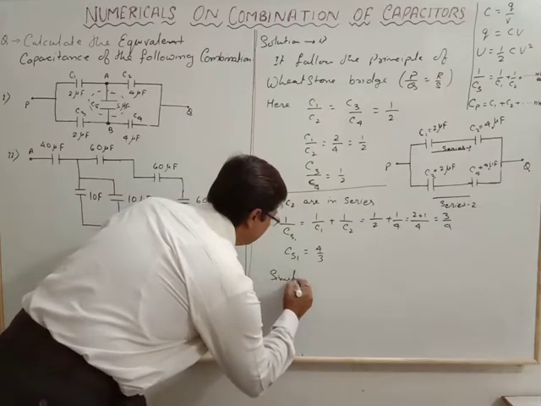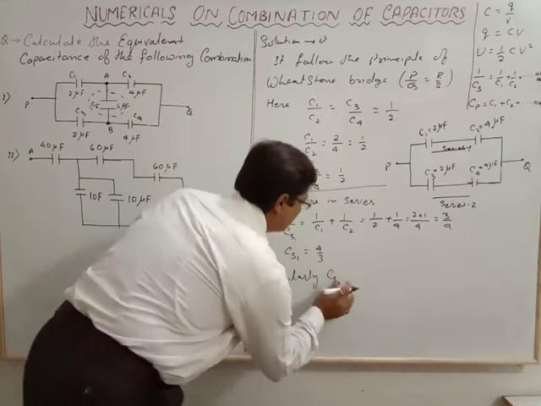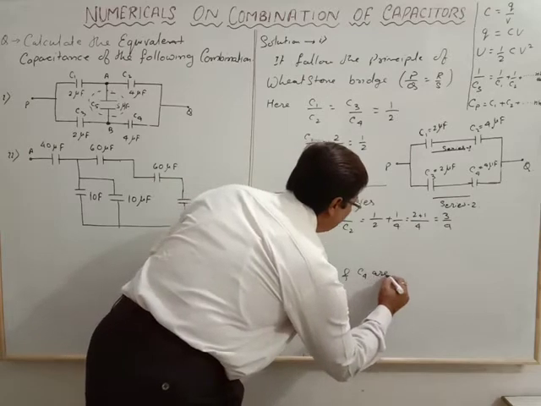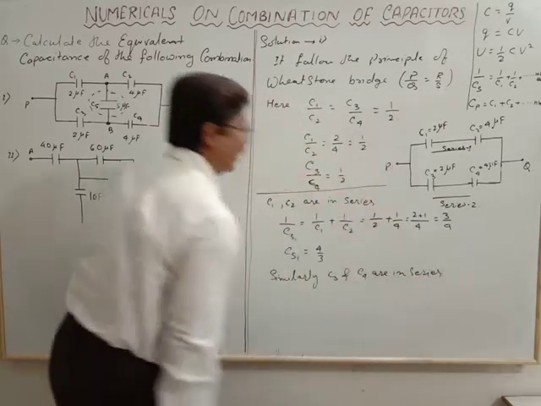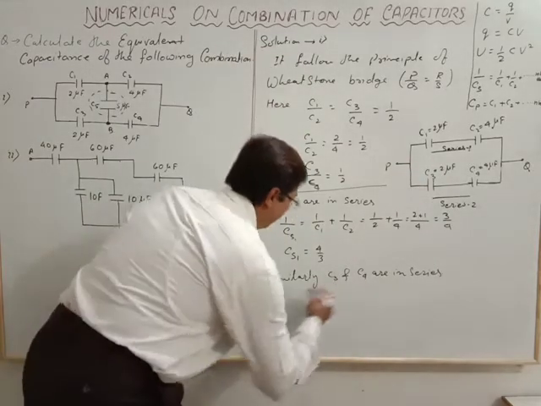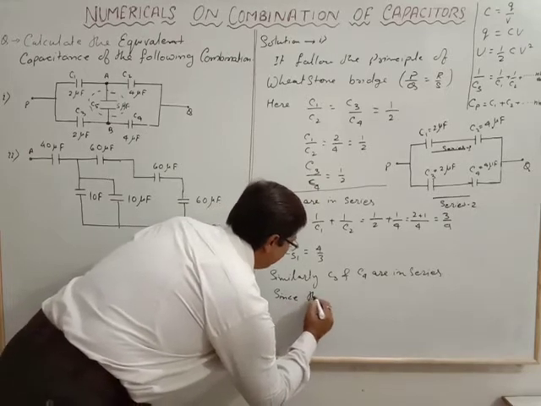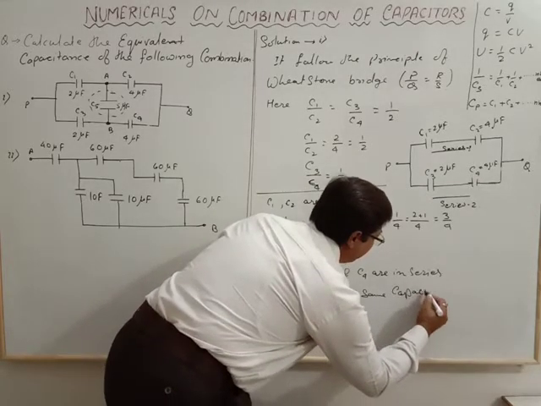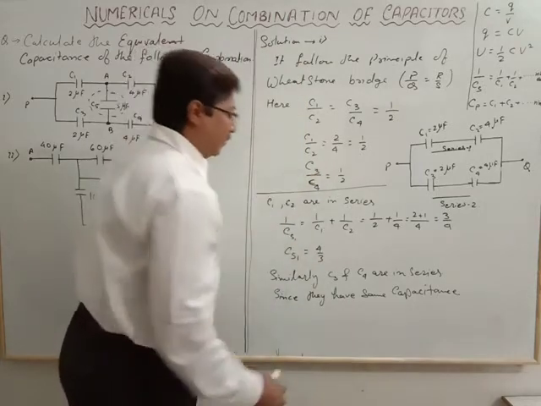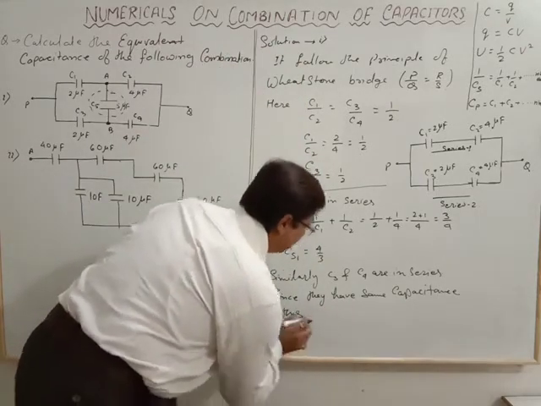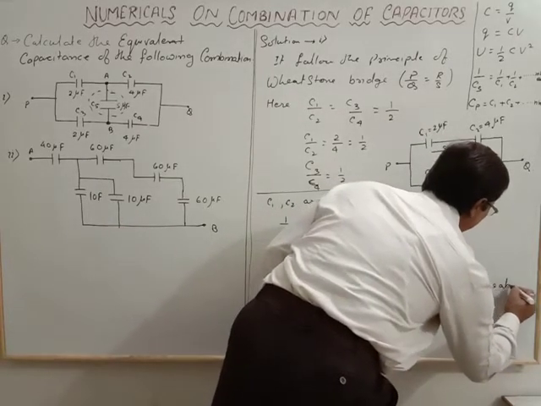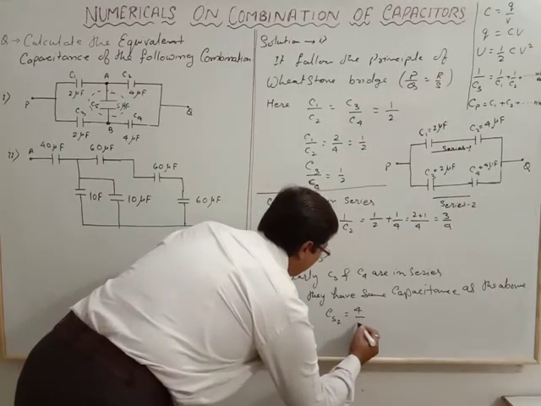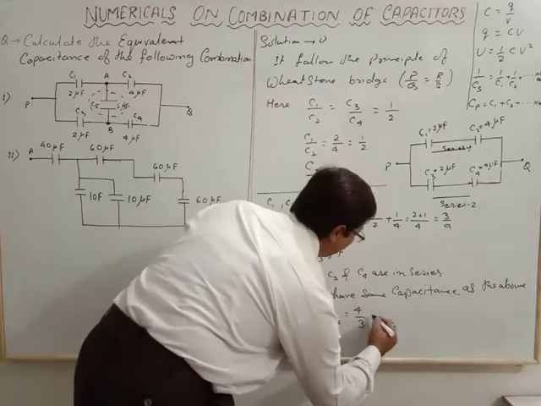Similarly, CS2: C3 and C4 are in series and have the same values as the above, thus CS2 is also equal to 4 by 3 microfarad.